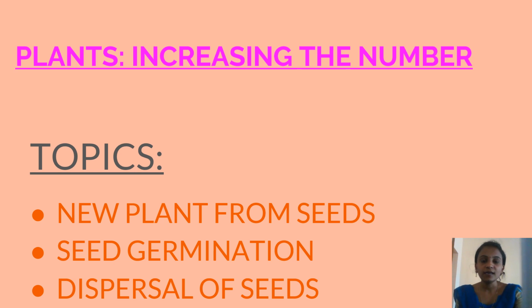Before starting, I would like to recall what we studied in the previous class. What are the different parts of a plant? You all know the different parts of a plant: roots, stem, flowers, buds, etc.